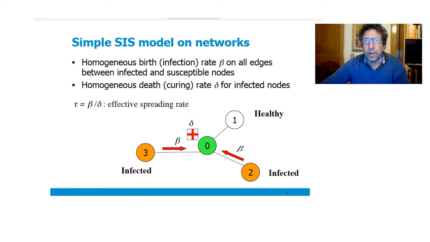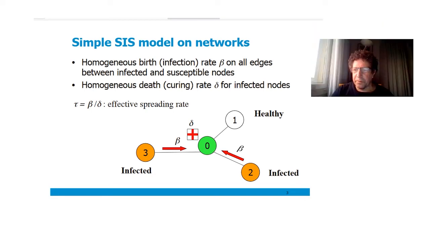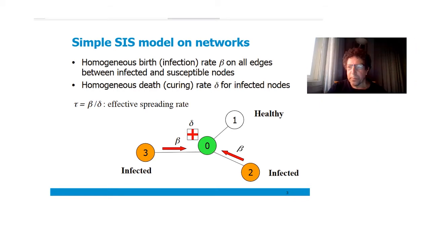I now present our simplest model for virus propagation in a network. It is called the SIS model because there are two states in which each one of the nodes can be. S is susceptible or healthy, and I is infected. Contaminated nodes become healthy again with rate delta. The rate at which a node becomes contaminated is a constant beta times the number of contaminated neighbors it has.